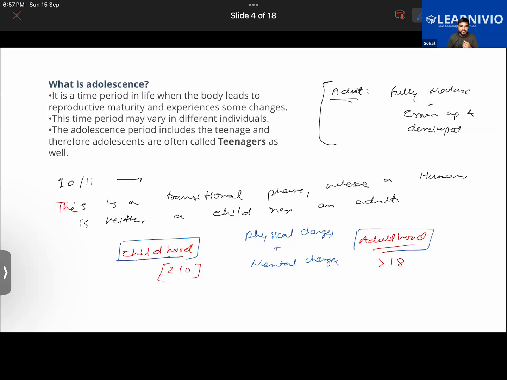Because of which, once they reach the age of 18 or 19, they are said to have reached the age of reproductive maturity. So it's a phase of transition, or we can simply say that it's the time between childhood and adulthood.